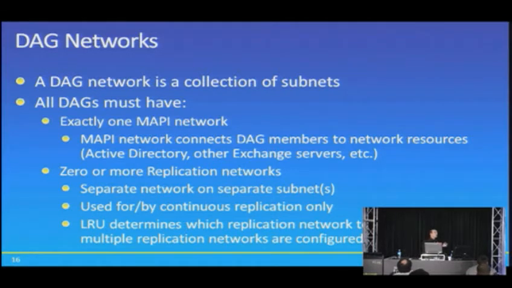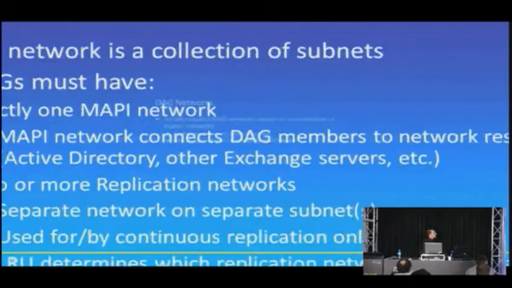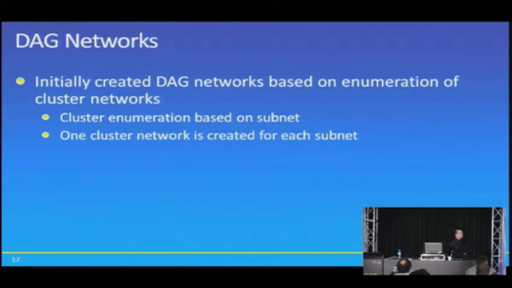There's no guarantee as to which network is going to be used. You might think of it as almost a random selection, but there is a rudimentary algorithm there picking them so that we don't overload individual networks. Okay, so we've got your mapping networks and your replication networks. Those are the two kinds of networks. How do they turn into DAG networks?